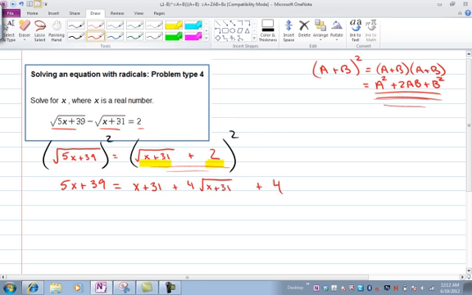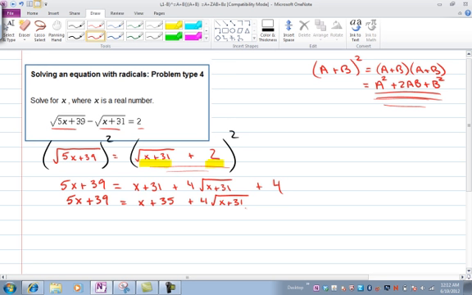So now we clean it up again. Notice what we've accomplished. Squaring both sides and doing that carefully, and legally, we have eliminated the radical from the left side. We didn't eliminate all the radicals, but we at least made progress. So now we want to do a little cleaning up. We have 5x plus 39 still on the left equals, looks like x plus 35 plus 4 square roots of x plus 31. Now, what are we going to do?